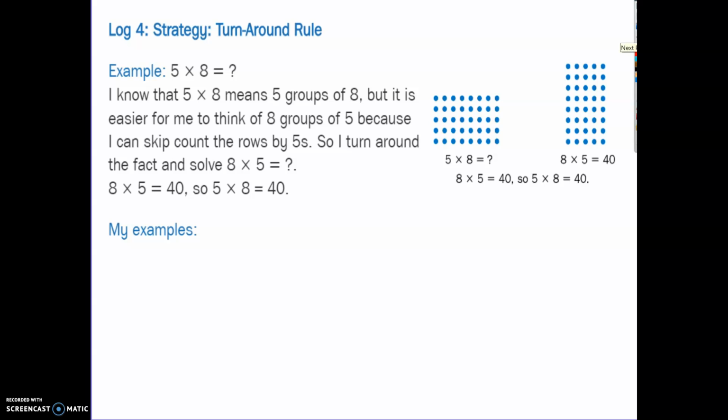We have that turnaround rule, which we've worked on before. So I know that if 7 times 3 is 21, then 3 times 7 is 21. The example they're using is 5 times 8. Here's an array for 5 times 8. I can turn that around and have it be 8 times 5. And I'm still going to get 40.